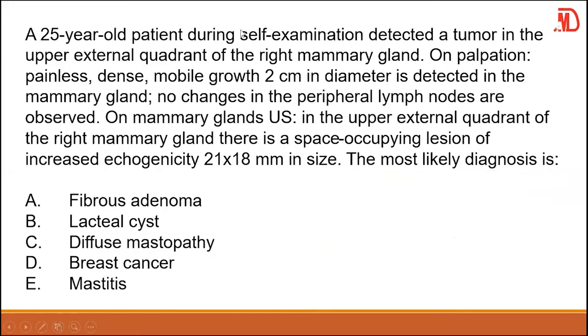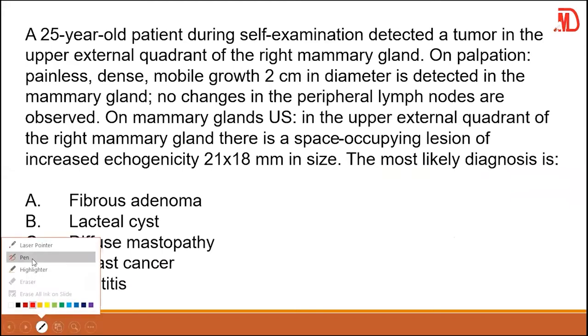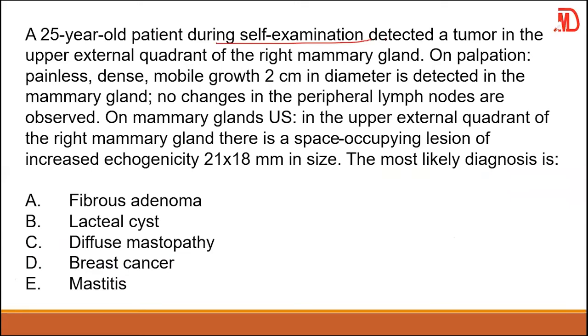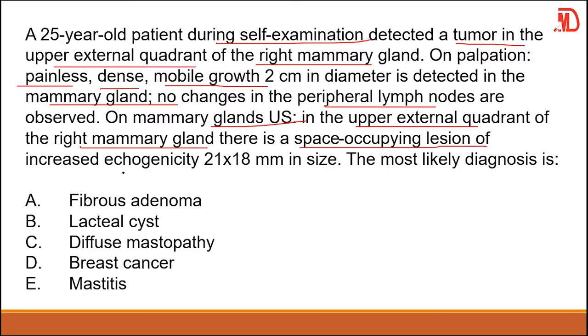So we have a 25-year-old patient. During self-examination, she detected a tumor in the upper external quadrant of the right mammary gland. On palpation, a painless, dense, mobile growth, 2 centimeters in diameter, is detected in the gland. No changes in the peripheral lymph nodes are observed. On ultrasound, in the upper external quadrant of the right mammary gland, there is a space-occupying lesion of increased echogenicity, in this size. What is the most likely diagnosis?